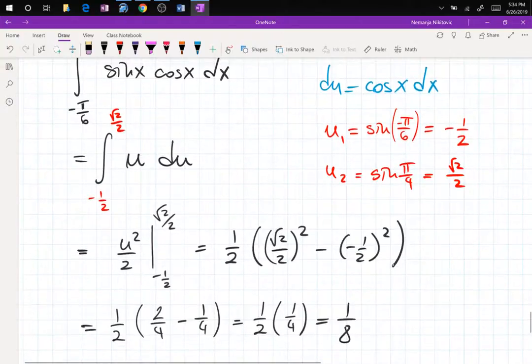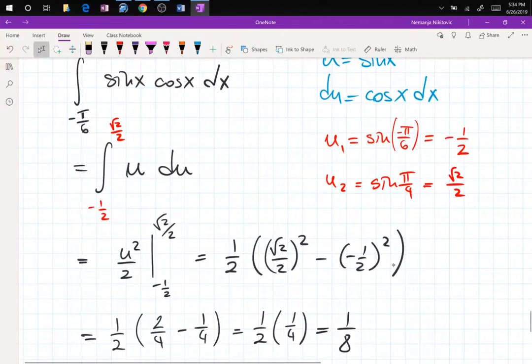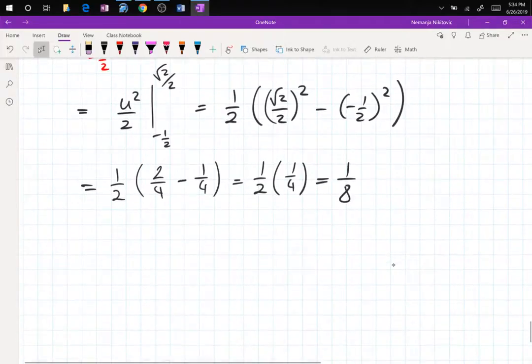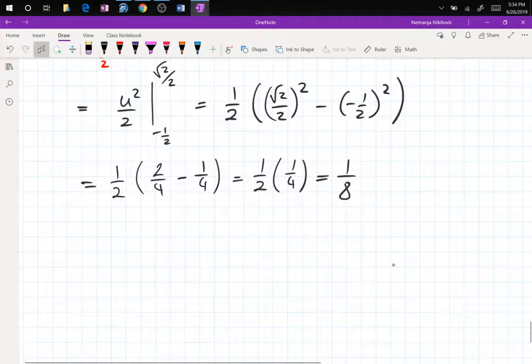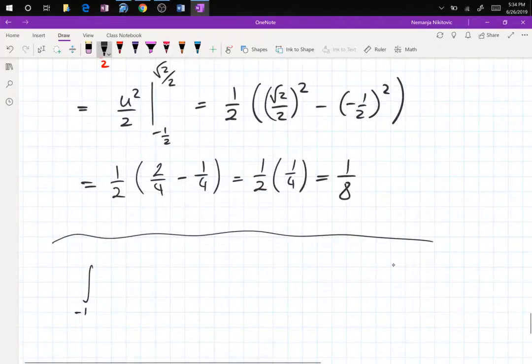So here is the entire problem. What I did here is I used u equals sine x, and then we transform the limits when we integrate, so we get 1/8. Now the question is, can I get this same answer if I do this same problem just a tad different? Let's see. We have the integral from negative pi over 6 to pi over 4 of sine x cosine x dx.